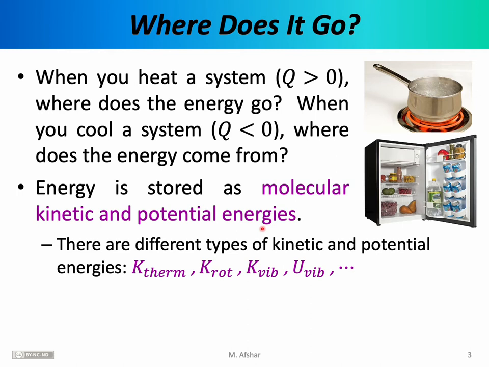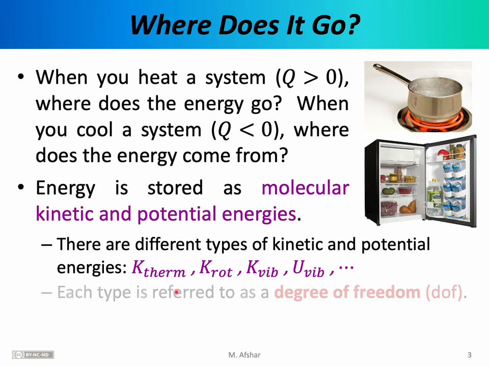As I mentioned on the previous slide, there are different types of energy. We can talk about thermal kinetic energy, rotational kinetic energy, vibrational kinetic energy, vibrational potential energy, and it turns out there are other types of energy as well, but these are the main ones that we're interested in for now. Each of these types is referred to as a degree of freedom. So for the rest of this lecture, we'll talk about degrees of freedom, or DOF, quite a bit.